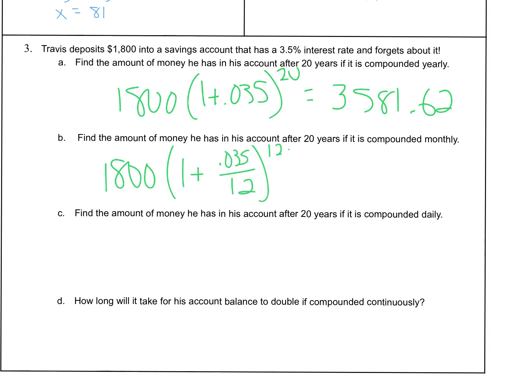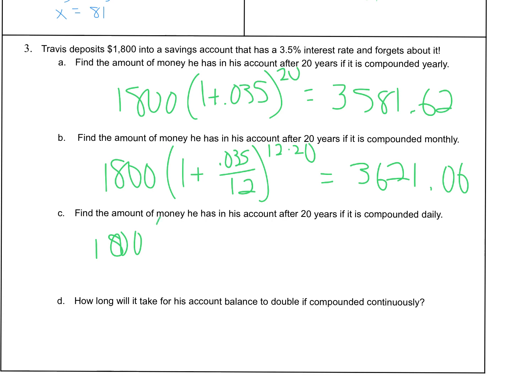If it's compounded monthly, so same idea, 1 plus 0.035, but you got to break that into 12 pieces, and then you got to do 12 times 20 up here. Careful with your parentheses. So 1 plus 0.035 over 12 raised to the 12 times 20, and that's $3,636.21. We're not talking huge amounts of money here.